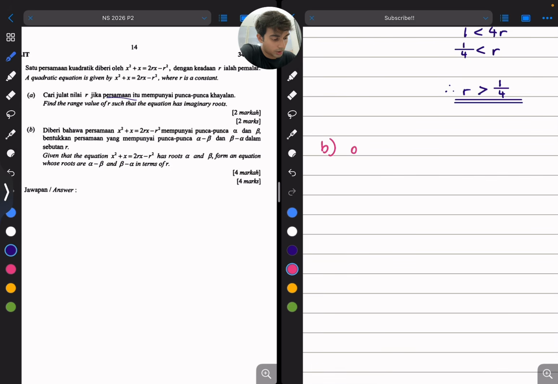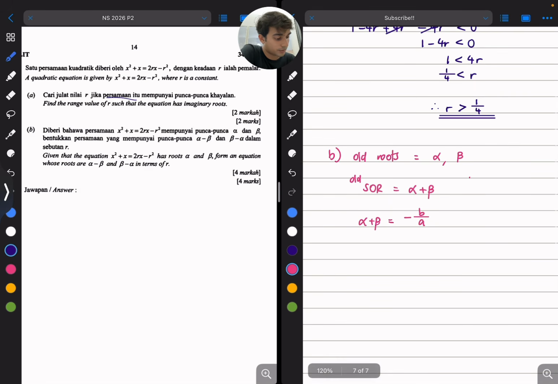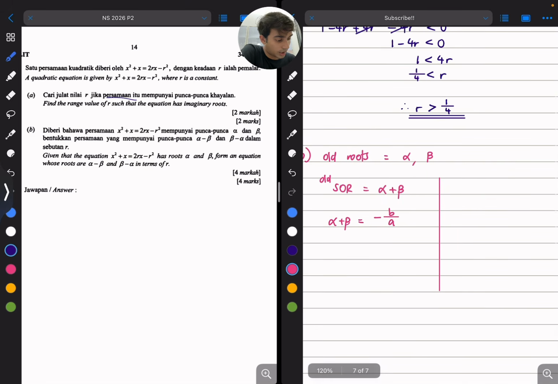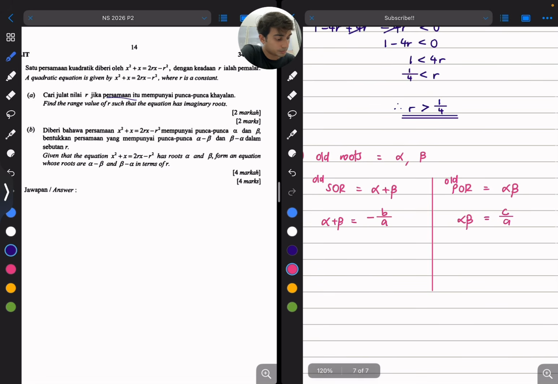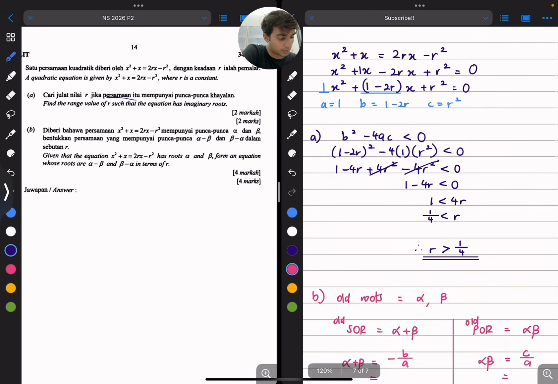So our roots are alpha and beta. So our sum of roots will be alpha plus beta. So we can say alpha plus beta is negative b over a. Okay, this is the formula now. And then our product of roots will be alpha times beta, and product of roots will be c over a. Okay. So just now we already found the a, b and c. Then we just put it in now.